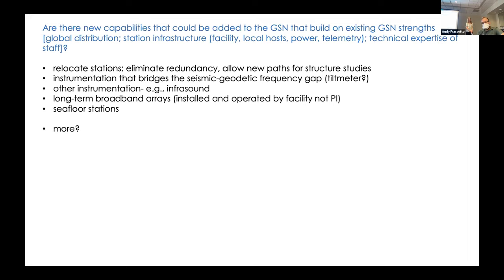If we're going to interpret these really small changes in the seismic wave field, whether it's amplitude or phase, if all those things didn't have to be unknown at the site, maybe we could be picking up on even subtler signals and extending those back in time, too, and leveraging the longevity of the GSN.